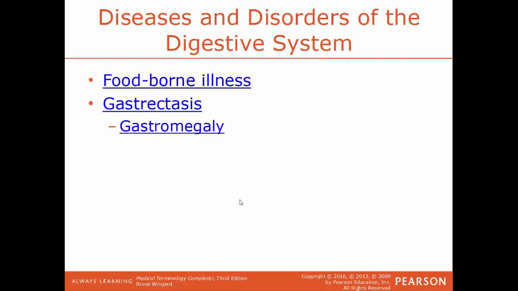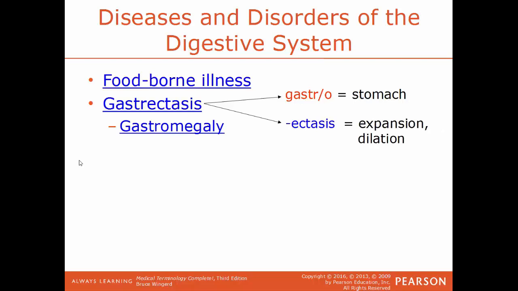Foodborne illness. This is a reference to any illness that is the result of food spoilage or having contaminated food. Our next term, gastrictasis. We're going to break down this term. Gastro is a reference to the stomach. Ectasis is an expansion or a dilation. So this condition is the expansion of the stomach. And if this continues, then you get an abnormal enlargement of the stomach, which would be our last term here, gastromegaly.